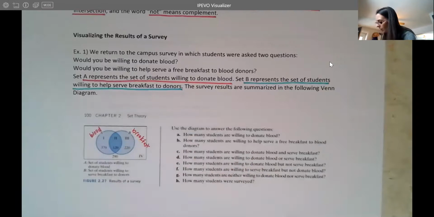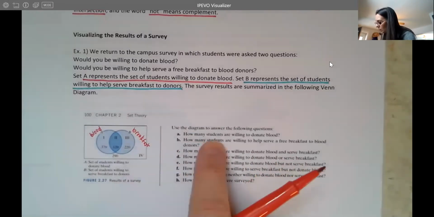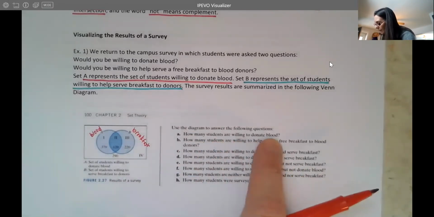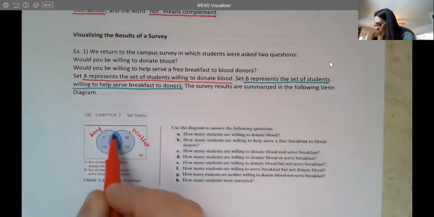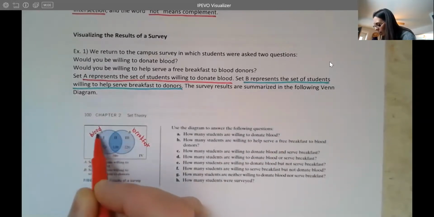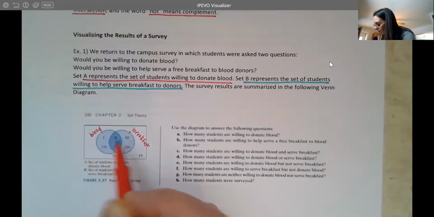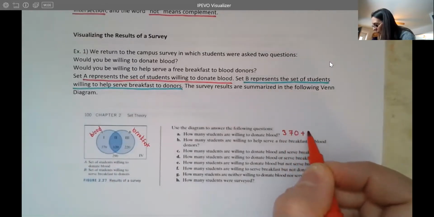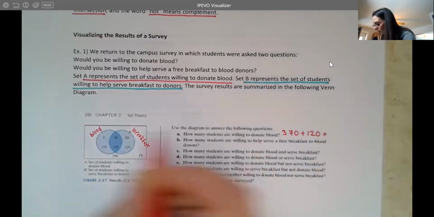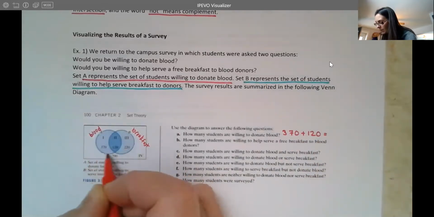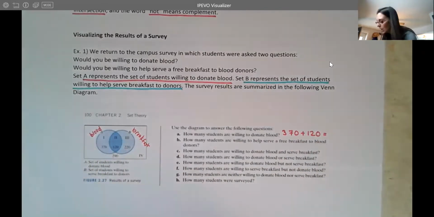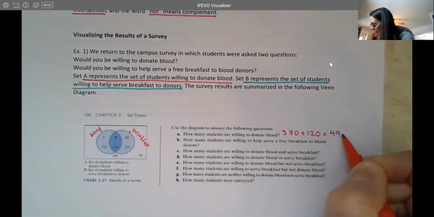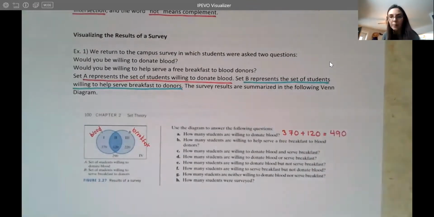All right, so let's use the diagram to answer questions. How many students are willing to donate blood? So donate blood refers to part A here. So I want all values in part A. So notice I have 370 and then also 120, right? So this whole group here is A. So I have 370 plus 120. So I have 490 students who are willing to donate blood.